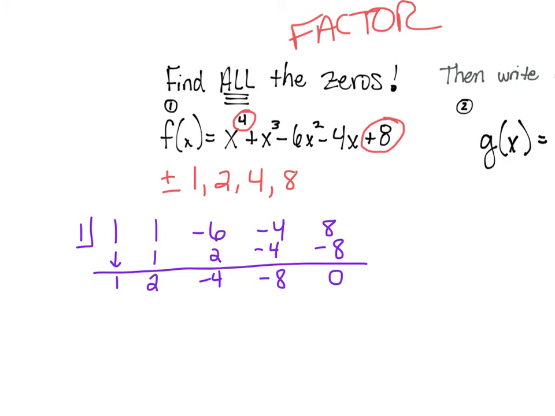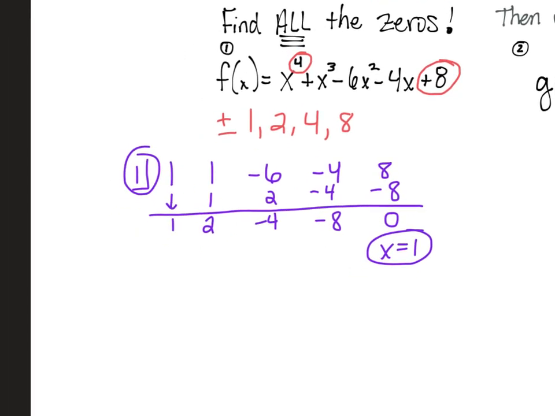One of my factors is what? 1. So I'm going to write over here x equals 1. I'm even going to circle it so I don't lose it in my work. Now, was it wonderful that each time we did this, 1 worked? Yes. Is it going to happen like that all the time? No.